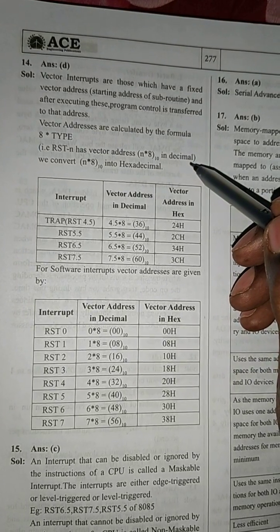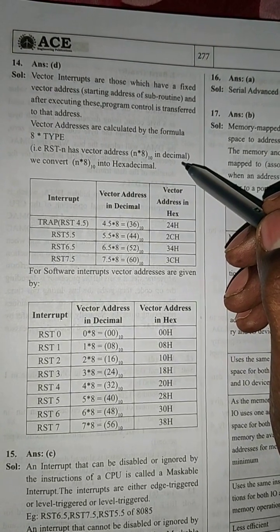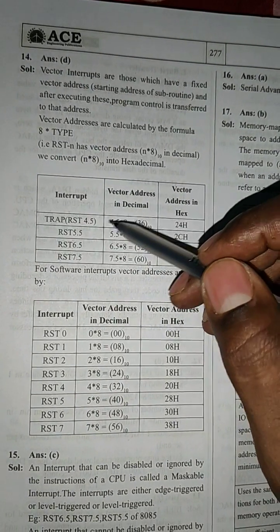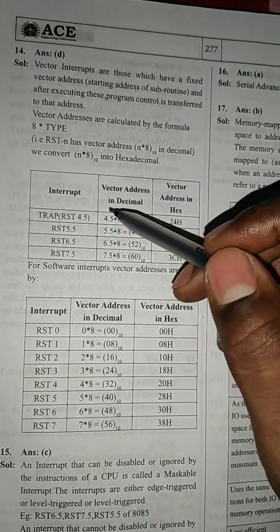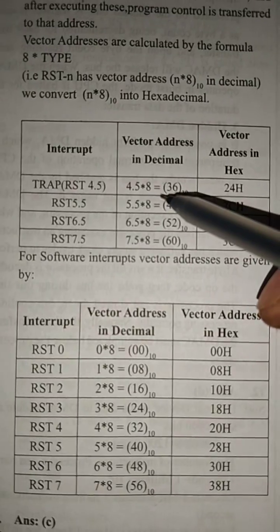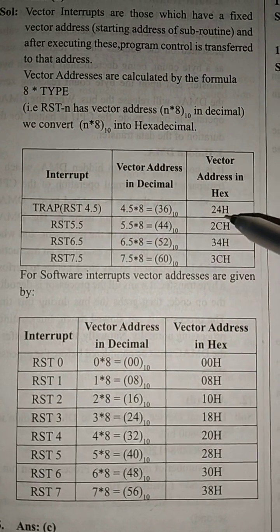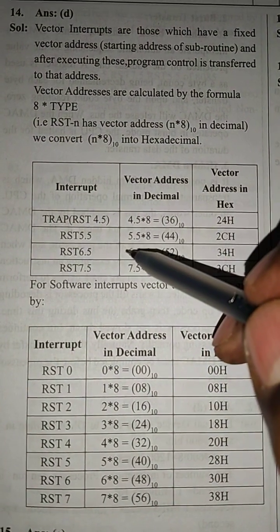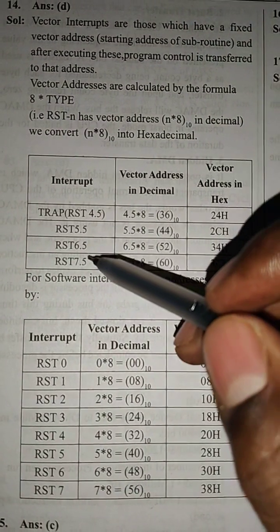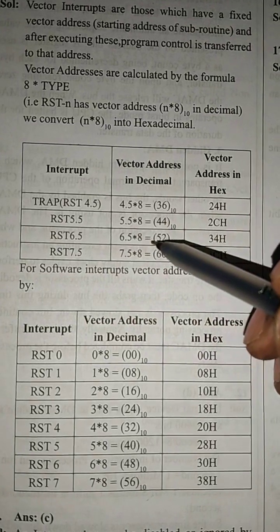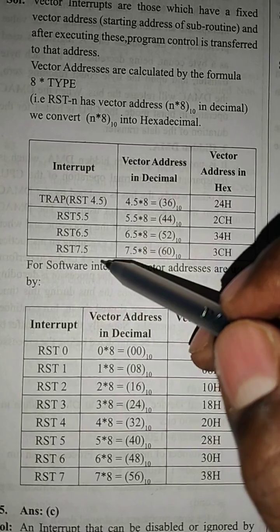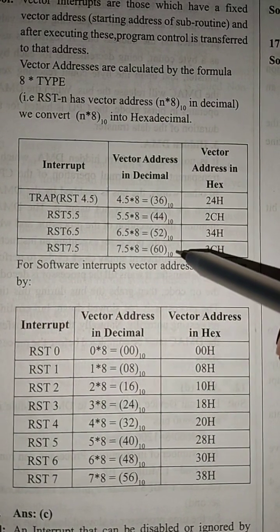For RST n, the vector address is n into 8 in decimal, and we convert it into hexadecimal. Interrupt, vector address in decimal, vector address in hex. TRAP is RST 4.5, so 4.5 into 8 is 36 in decimal, 24H. RST 5.5: 5.5 into 8 is 44 in decimal, that is 2CH. RST 6.5: 6.5 into 8 is 52 in decimal, 34H. RST 7.5: 7.5 into 8 is 60 in decimal, 3CH.